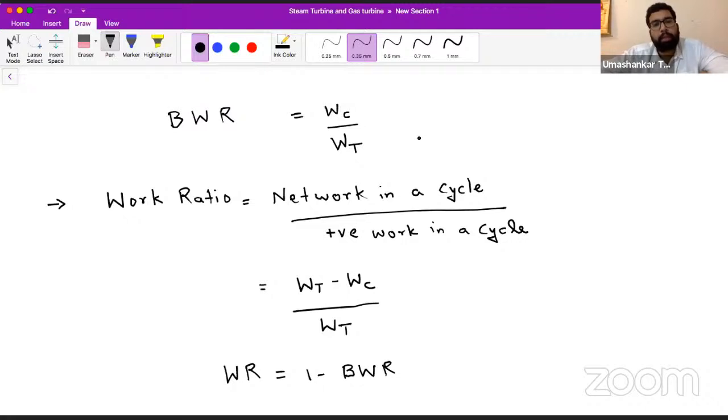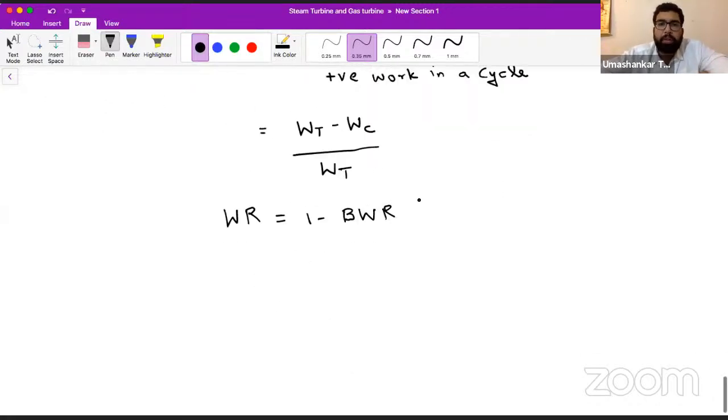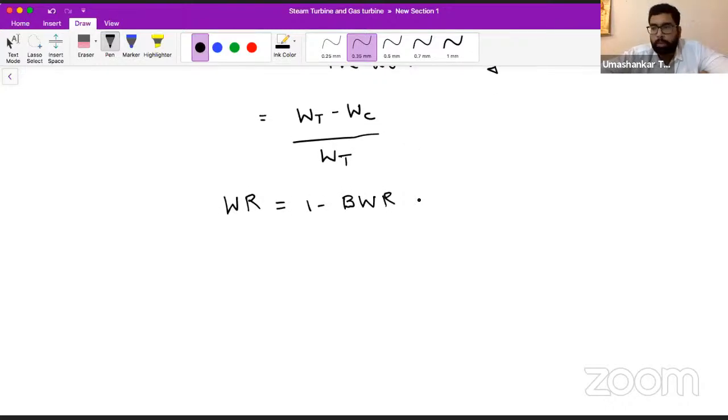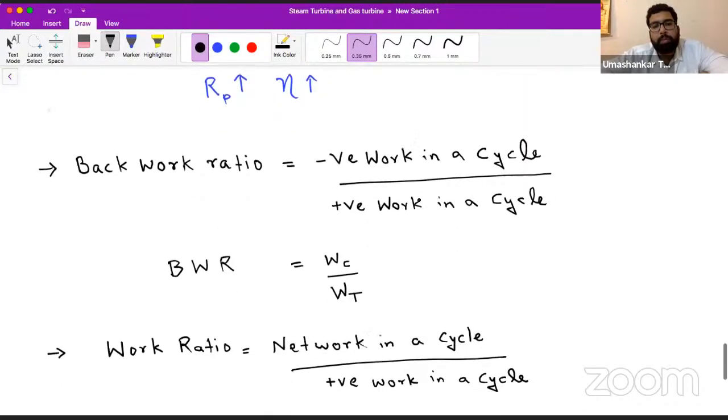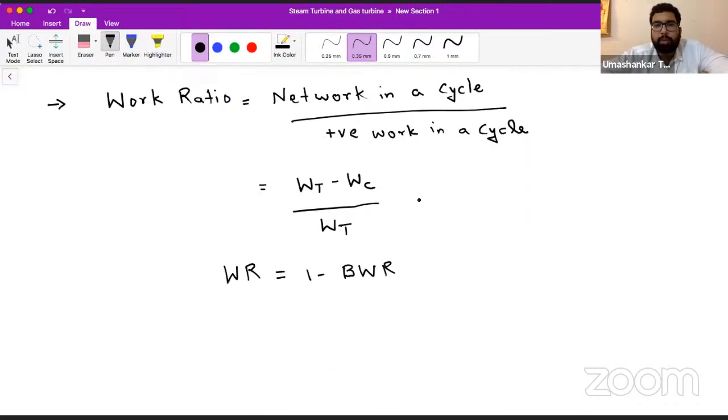Okay, so in a steam turbine, our back work ratio is low and the work ratio is high if you compare it with gas turbine cycles. That's why in power generation, most of the time steam turbines are in use. All right, got this point? So from this discussion, you will be able to calculate the back work ratio as well as the work ratio. Now we have to see something else also here. Is that clear? The live students can respond to me.